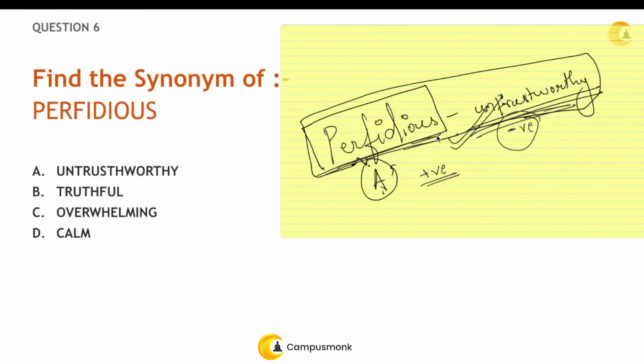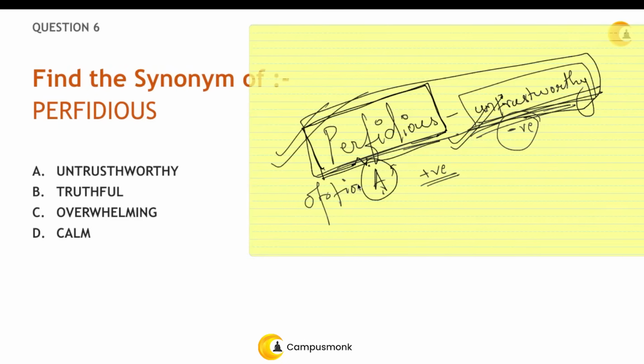So for perfidious, make sure you remember the word. Just use it 2-3 times to someone who has betrayed you and you will remember the meaning is untrustworthy. So that is what perfidious means. Your answer is option number A.